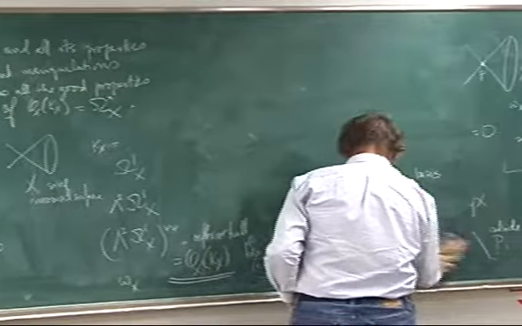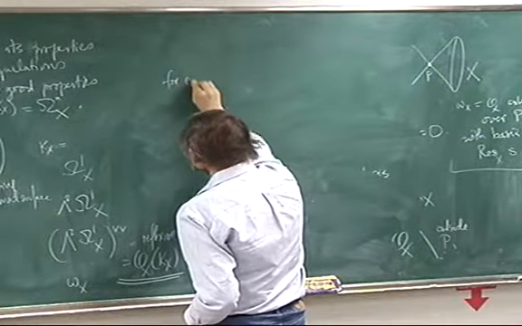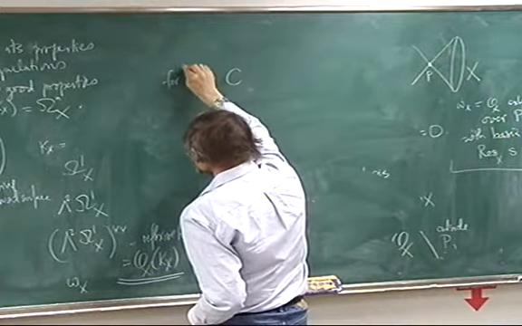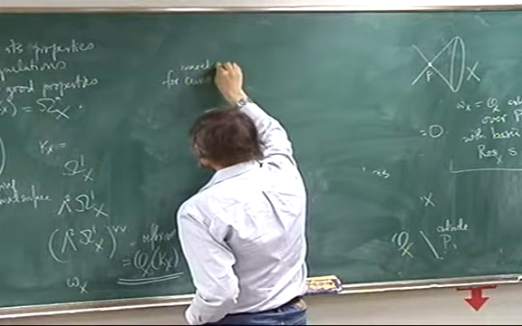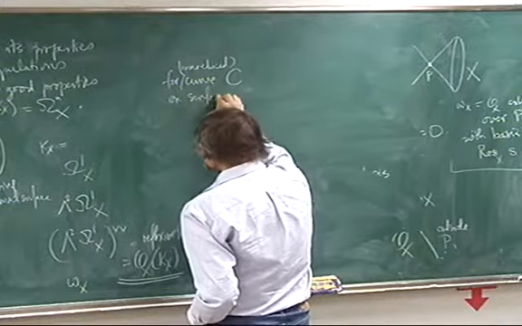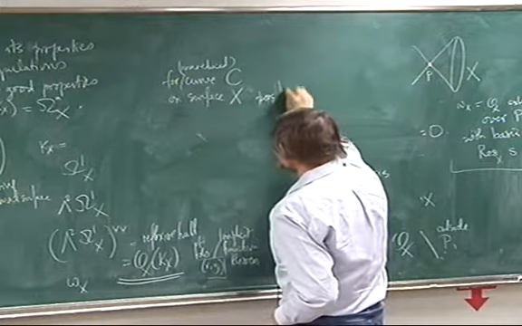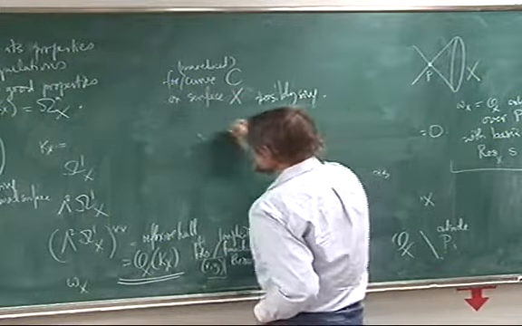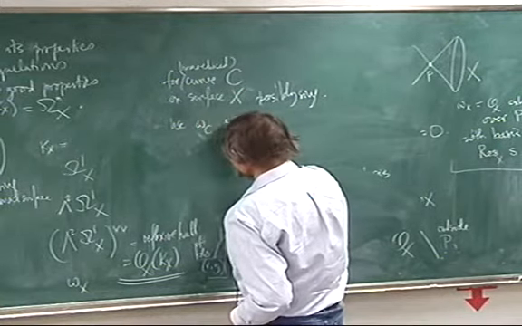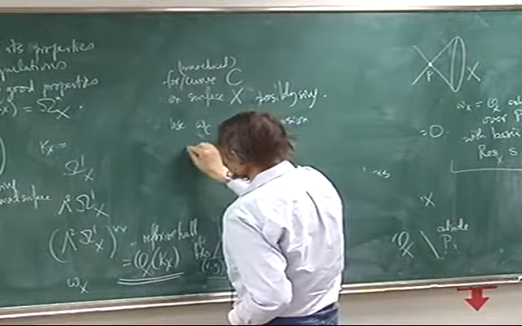Okay, so I'm going to use this for a curve C, possibly non-reduced, on a surface X, possibly singular. I'm going to use omega C to get a version of numerical connectedness.